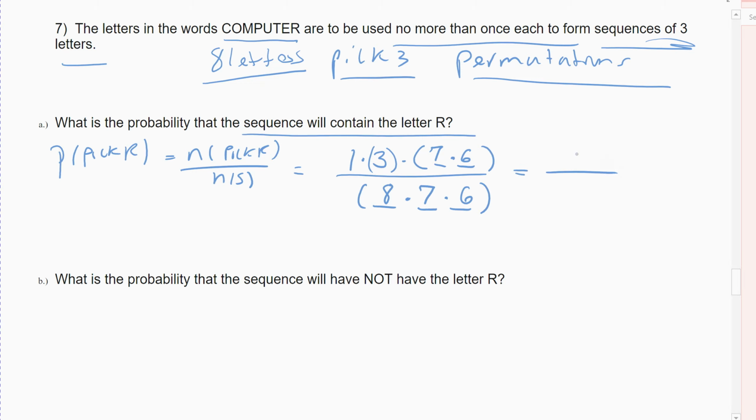All right, so up top, the event multiplies out to 126 is the number of outcomes with the letter R out of my universal set 336. So there are 336 total sequences of 3. Out of those 336, 126 of them contain the letter R, and then I find the decimal approximation, which is actually exactly 0.375.